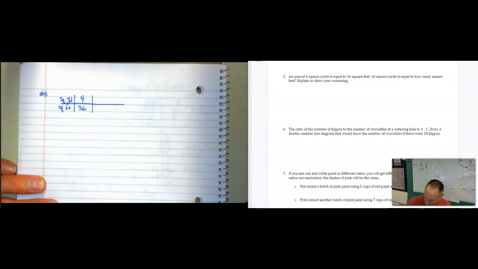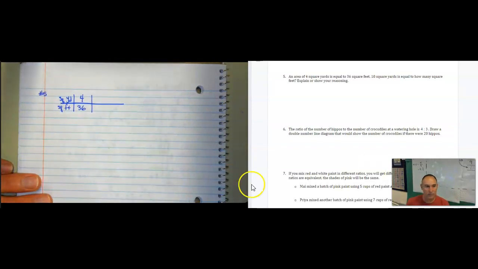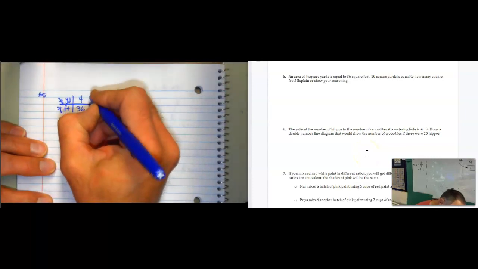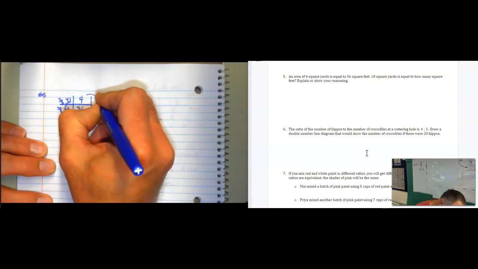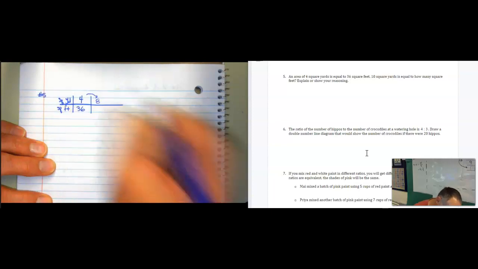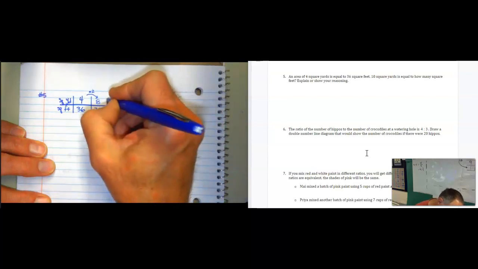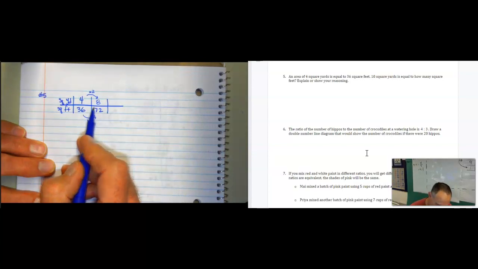So from here in this ratio table, there are going to be some things that might be really helpful for me. So one is that from here to here, if I double, I get an 8. And if I take this and I double, times 2, I get a 72. So that might be nice to know. And this is close to 10. I'm only 2 square yards away.